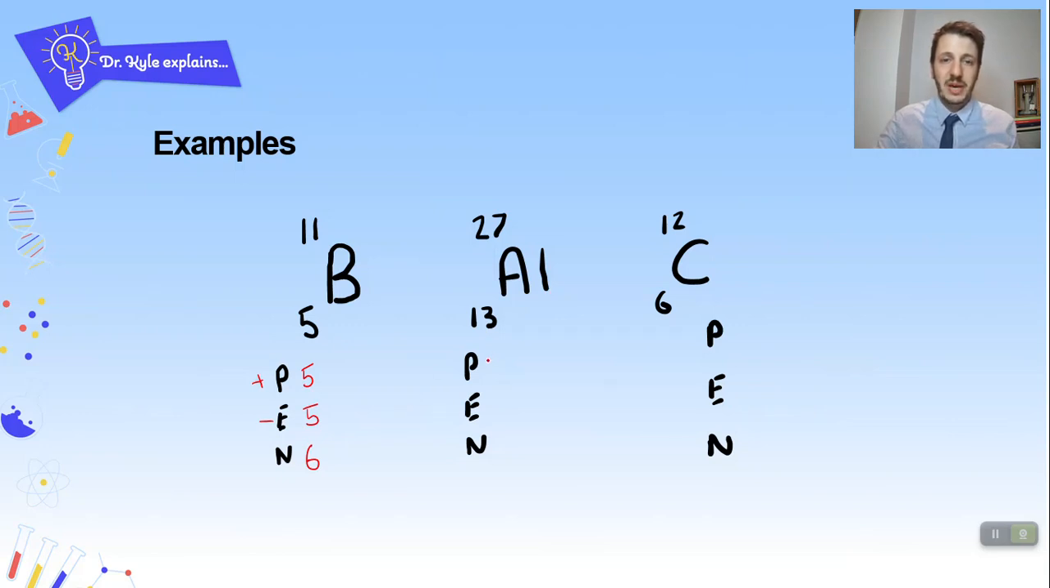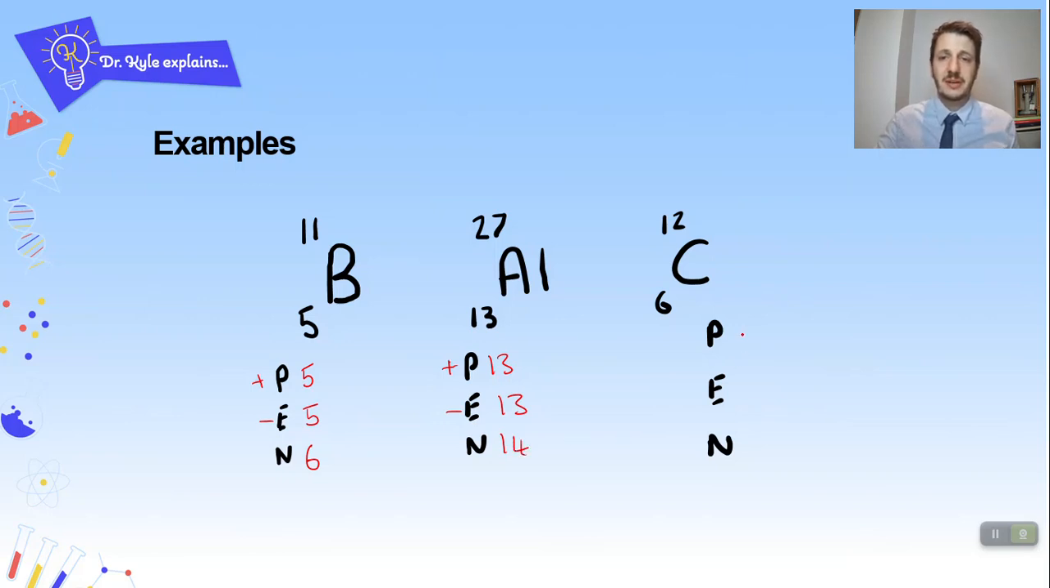Aluminium, we have 13 protons. If you have 13 protons, you've got to have 13 electrons because you've got to have an equal number of positives and negatives to make them neutral. And so 27 minus 13 is going to be 14 neutrons.